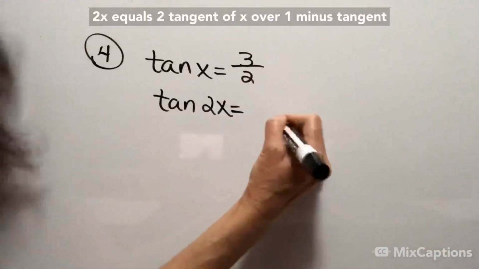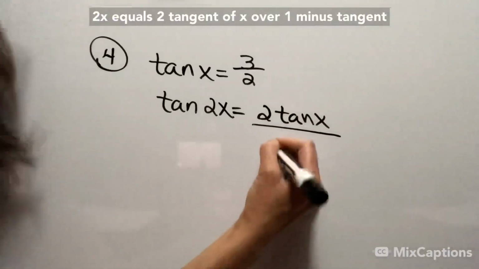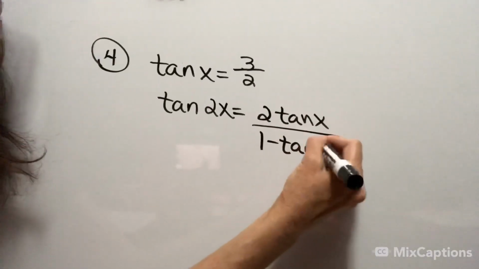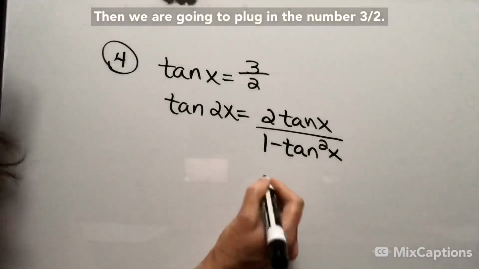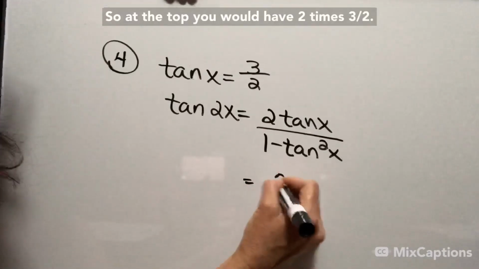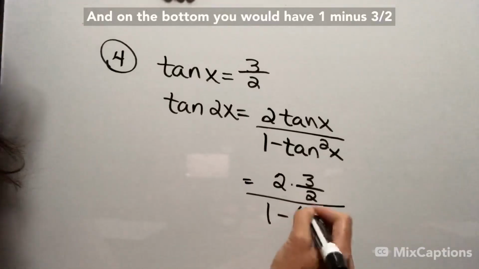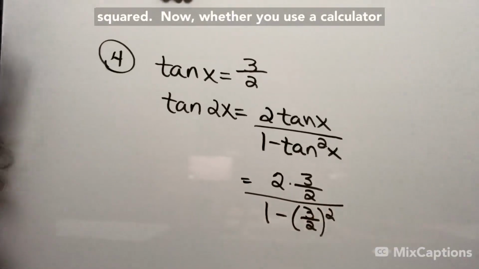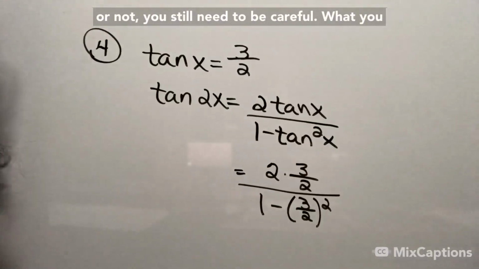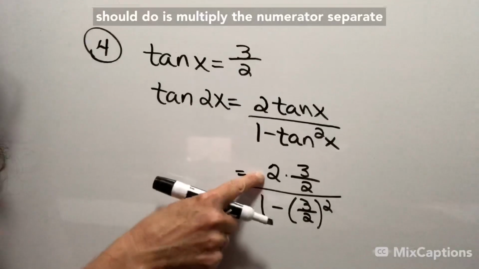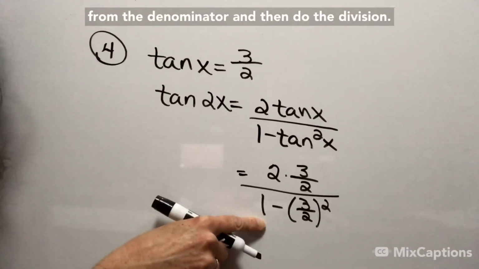Tangent of 2x equals 2 tangent of x over 1 minus tangent squared x. Then we are going to plug in the number 3/2. So at the top you would have 2 times 3/2, and on the bottom you would have 1 minus 3/2 squared. Now whether you use a calculator or not, you still need to be careful. What you should do is multiply the numerator separate from the denominator and then do the division.